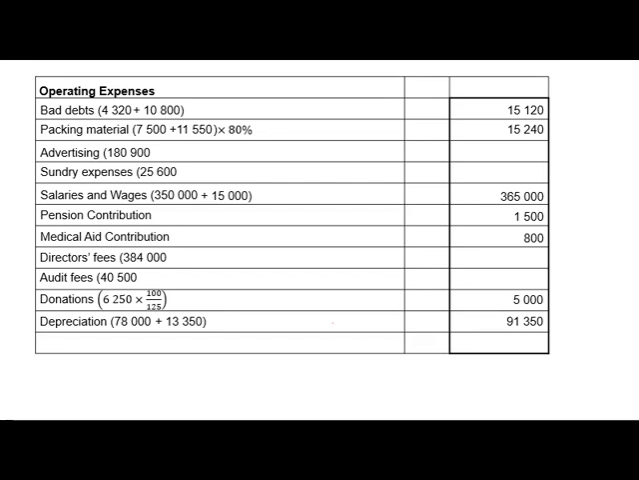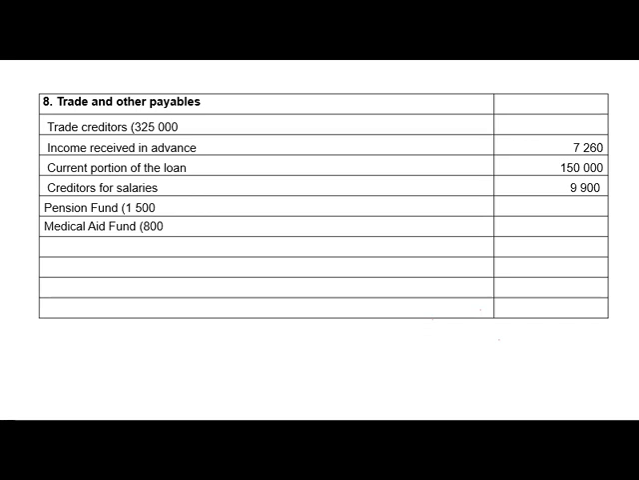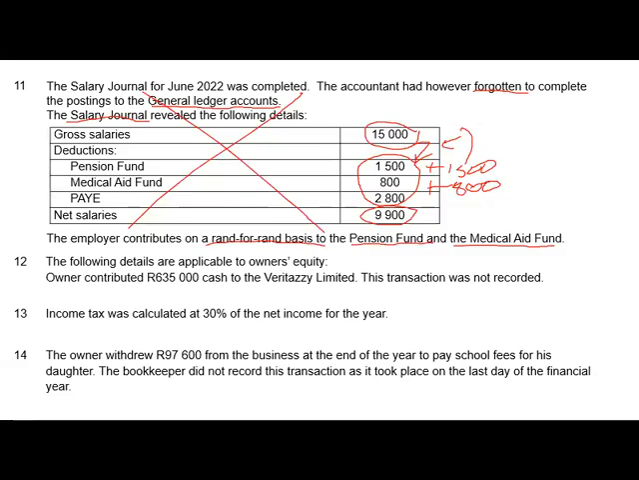Those two amounts, they add to what we already owe to the pension fund. So the pension fund is owed what was contributed by the employee and what we contributed. And that will give us our total amount that is owed to the pension fund and medical aid, which will be 3,000 and 1,600. Done. Now we're done with 11.